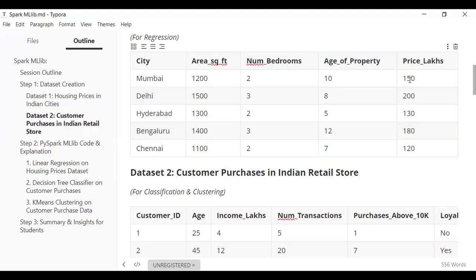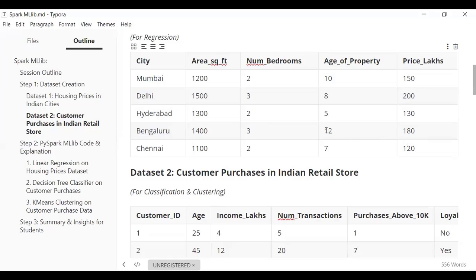For example, this is 150 lakhs in Mumbai. When it comes to Delhi, 200 lakhs. When it comes to Hyderabad, 130 lakhs. And Bangalore, 180. Obviously, Bangalore is a high-tech kind of city, so definitely it has a high price. But even Delhi is more metropolitan, right? So we can look at Mumbai here in comparison. And Chennai is 120.